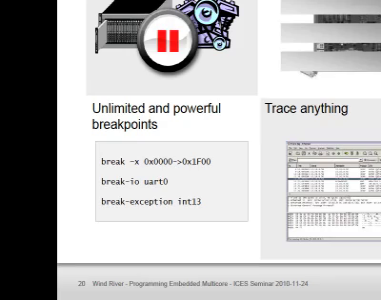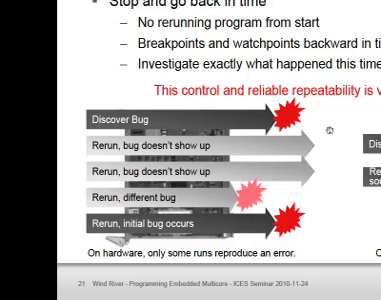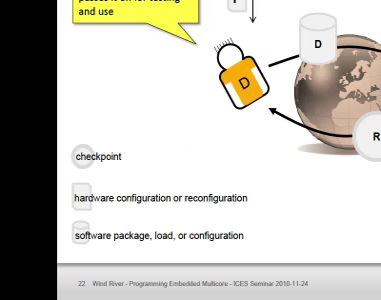You can have different debugging features. For example, you can do reverse execution. You can trace almost anything. You can set unlimited powerful breakpoints. Repeatability and reverse debugging is very important. You can repeat any run trivially, and also you can stop and go back in time. This is very useful for debugging hardware.